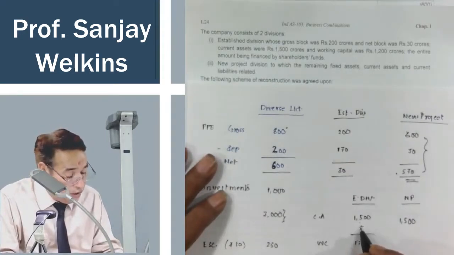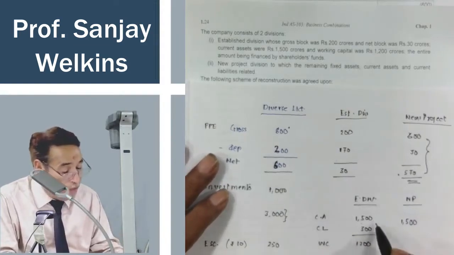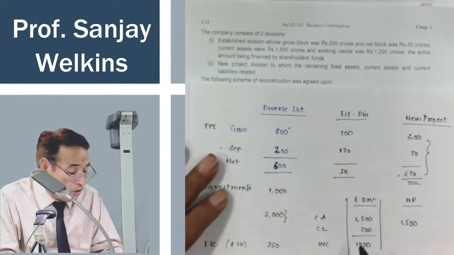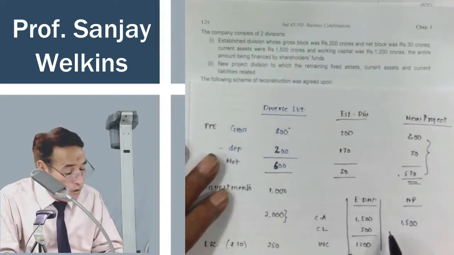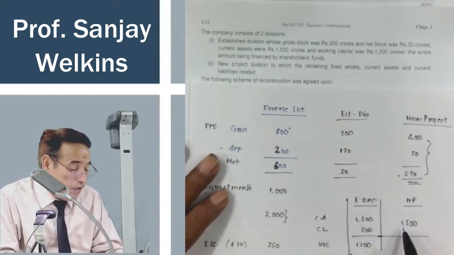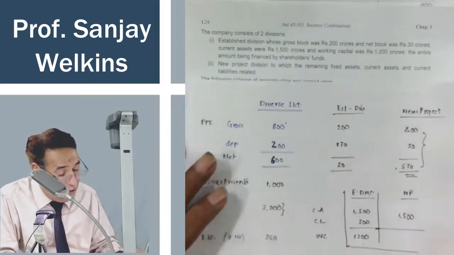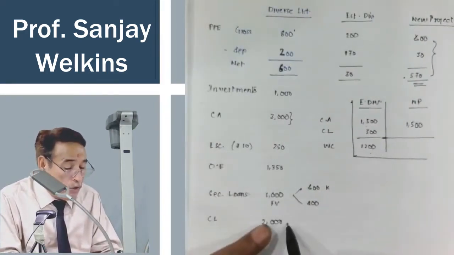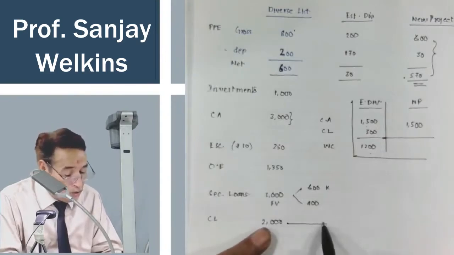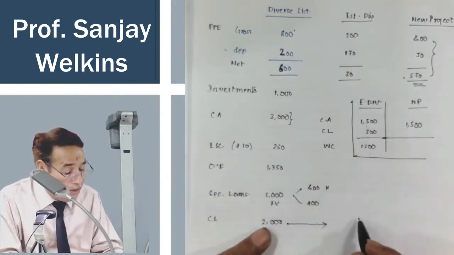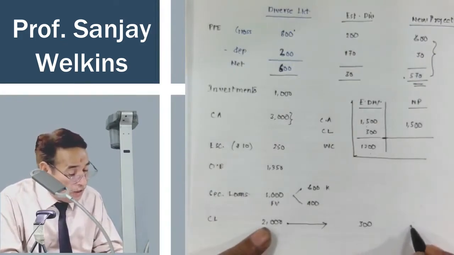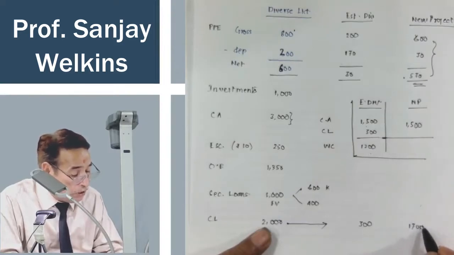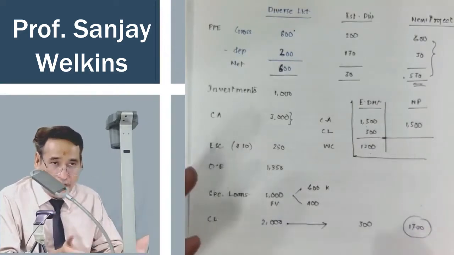Now if I subtract here 300, it is nothing but your current liability. So now we can say current liability of establishment division is 300, current asset is this much, and working capital is 1200. Now we can easily find out the current liability of new project division. How we can find? We know that total organization's current liability is 2000, and current liability of establishment division is 300. So we can safely say that current liability of new project division must be equal to 1700. We can safely say so.